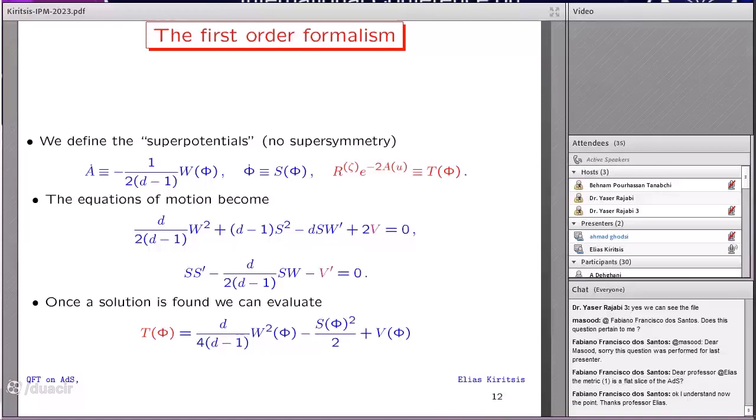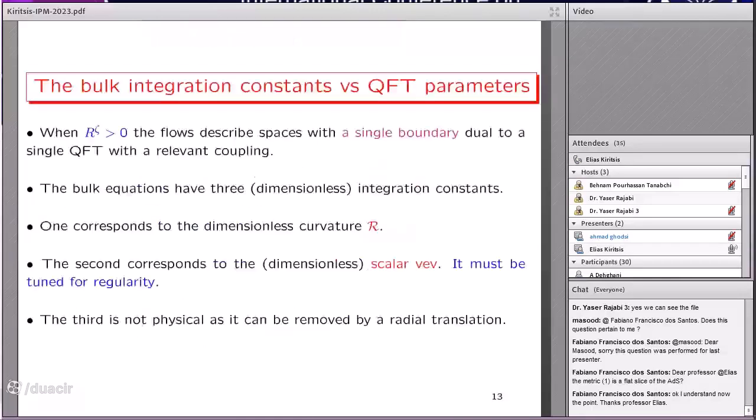And one of them you can solve algebraically. So once you know W and S and the potential of your gravity theory, you can compute T. And then W and S satisfy these two first-order equations in terms of the potential that's given. If you solve these two first-order equations for W and S, then you can easily integrate the equations and find the full solution. So let's understand a little bit the integration constants of these equations.